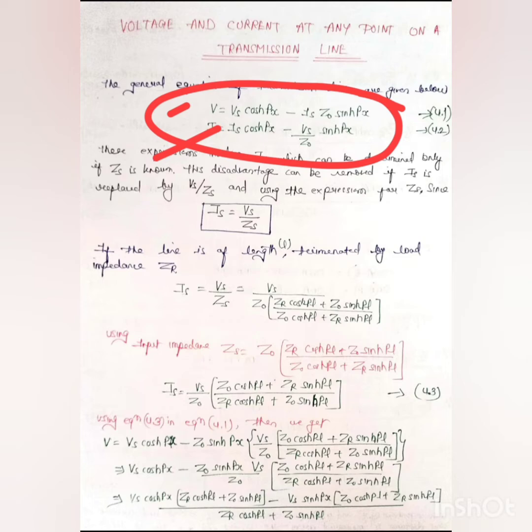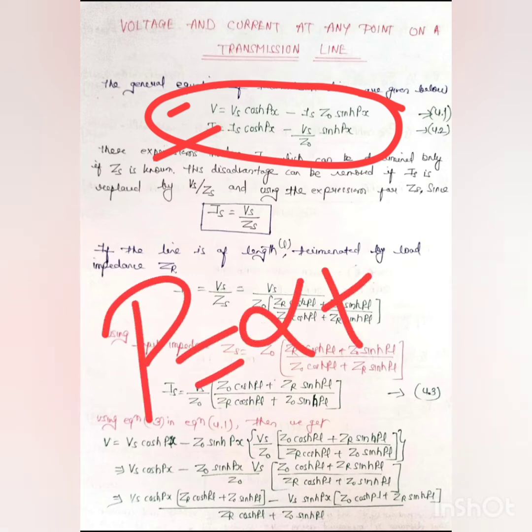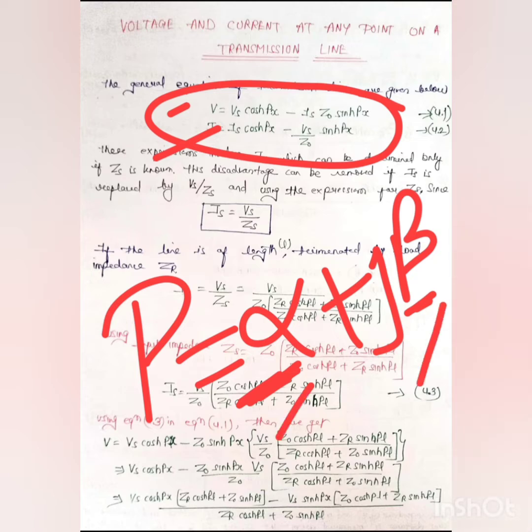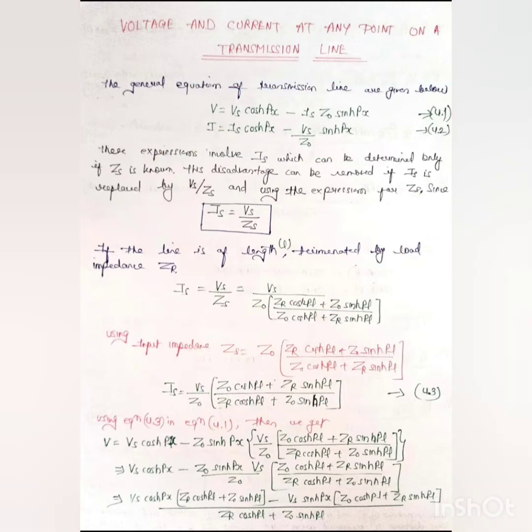Here V or I is the voltage or current, and Vs and Is represent the voltage and current at the sending end. P is the propagation constant, because the wave is traveling, and the propagation constant is a complex quantity, P equals alpha plus j beta. Alpha is the attenuation constant and beta is the phase constant. Z0 is the characteristic impedance.